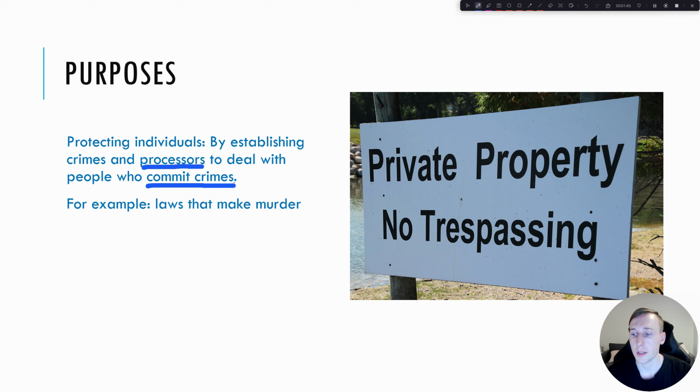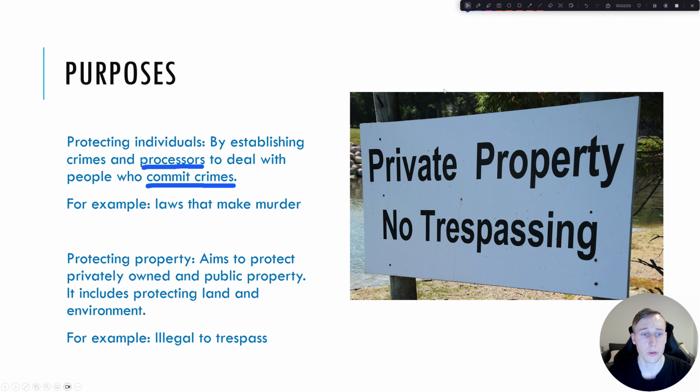So basically we want to have laws in place and some kind of law to punish that person if they break the law. So obviously if we didn't have laws for murder, people would be able to get away with killing other people and we wouldn't have very safe individuals in our society.